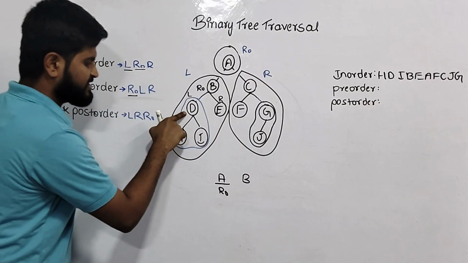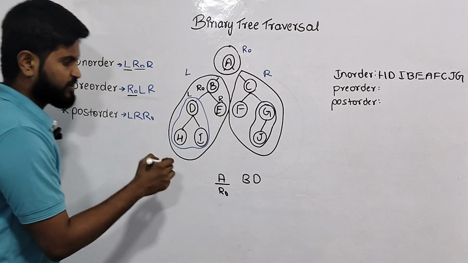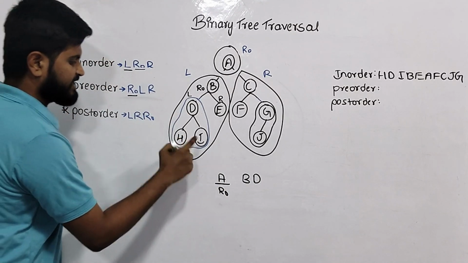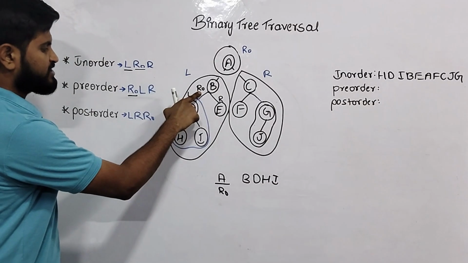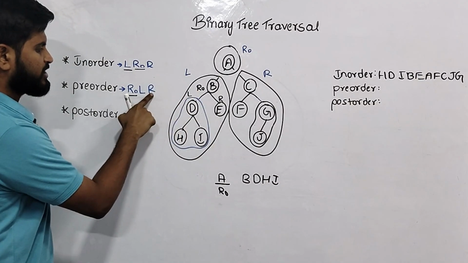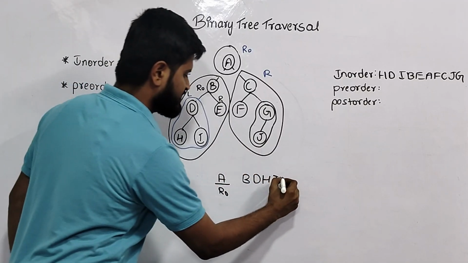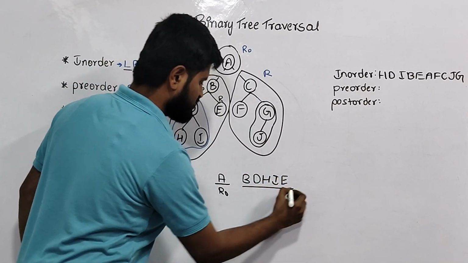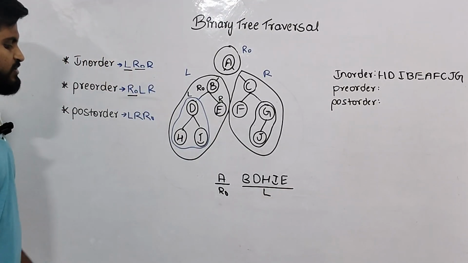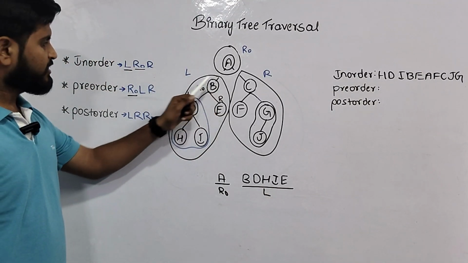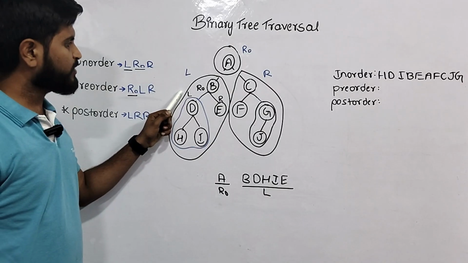Root is D. Root means parent. D. Left is H, right is I. H, I. Root is over, left is over. Now I must write the right one. Right is E. So this completes the left subtree. So you can see that root is over, left subtree is over in the complete tree.